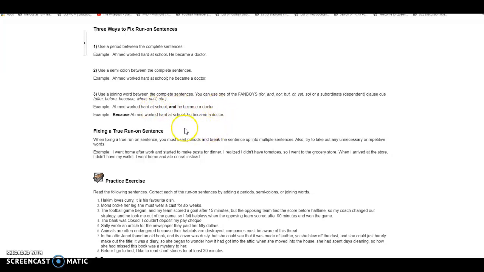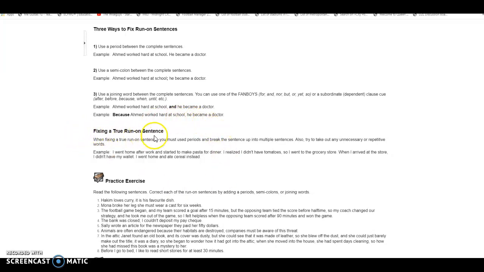That's fine. Or you can put because: Because Ahmed worked hard at school, comma, he became a doctor. So now we have an incomplete sentence here and a complete sentence, and they work together and complete the thought.